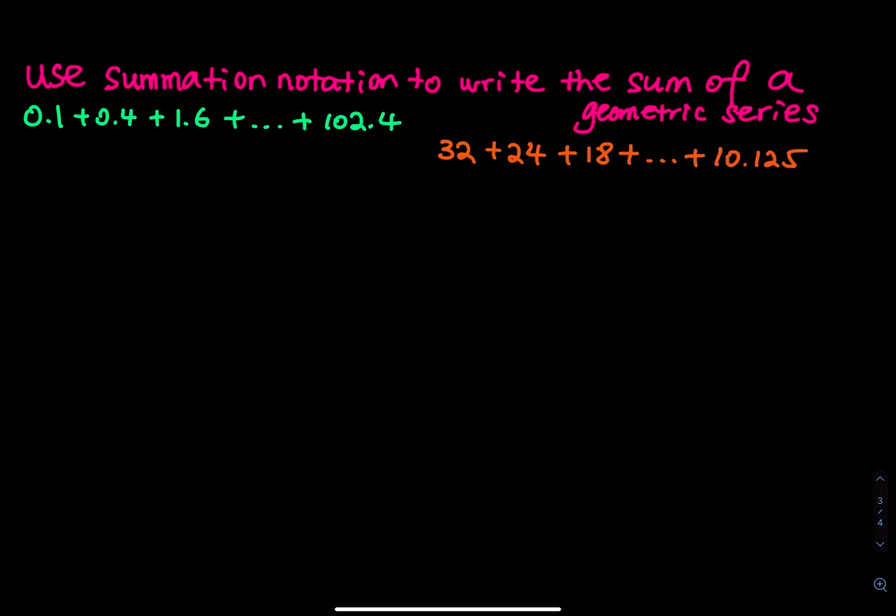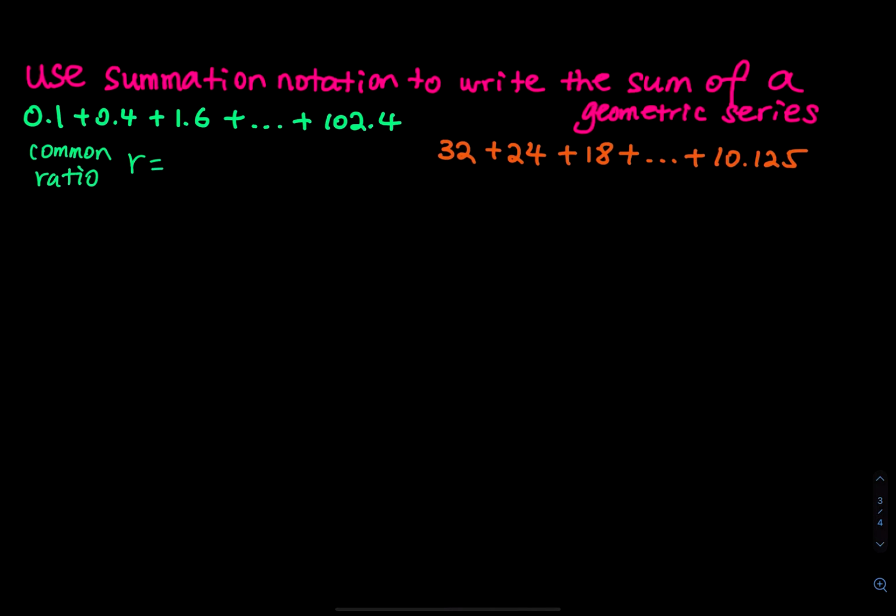Use summation notation to write the sum of a geometric series. I have two geometric series. Every time you see a geometric series, the first thing is you find the common ratio, the R. How do you find the common ratio? You take the next term divided by the current term.